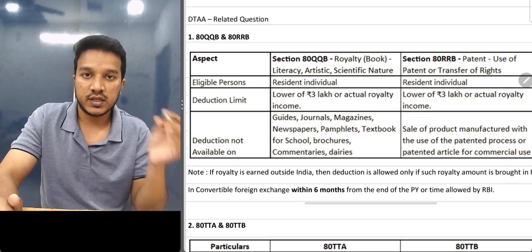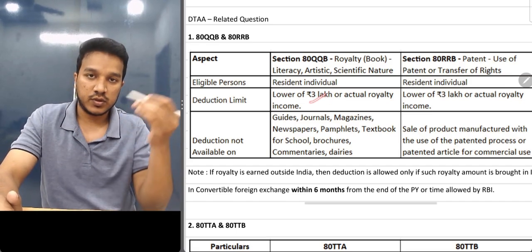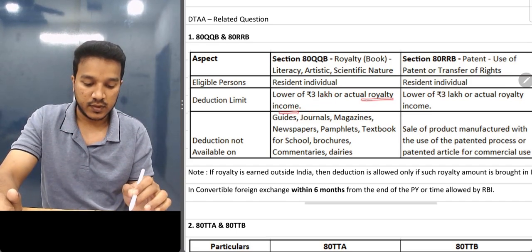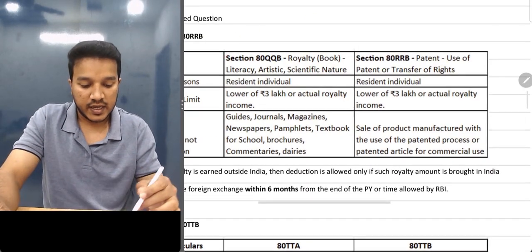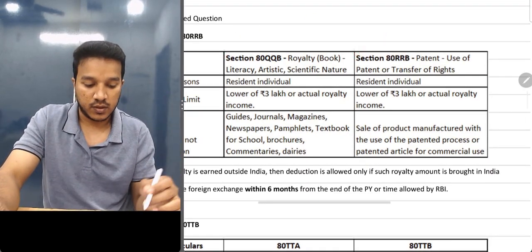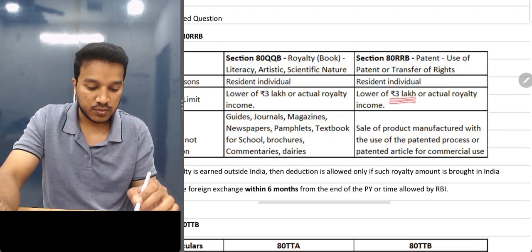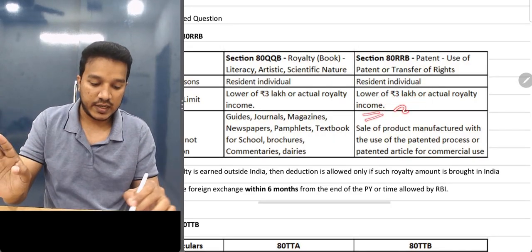How much amount is allowed as deduction? Up to 3 lakhs or actual royalty income, whichever is lower. Cool. This one is done. Now 80RRB talks about rights, patents. So here also you are eligible for 3 lakhs or actual amount, actual royalty income.